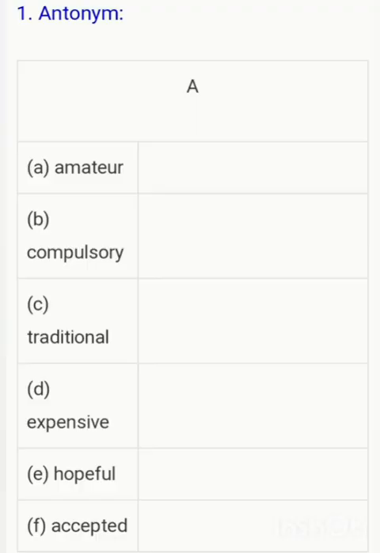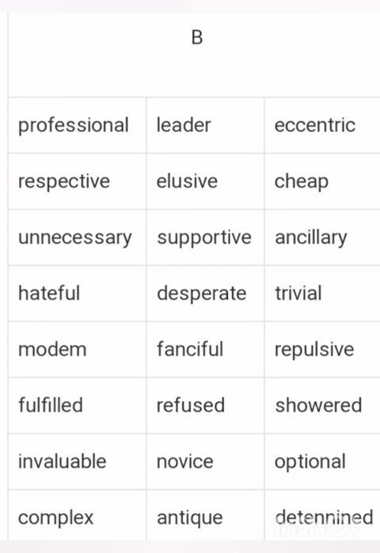Antonyms. Now find and write the antonyms for the words in box A from the set of words in box B. In box A it is given amateur, compulsory, traditional, expensive, hopeful, acceptor. In column B it is given the options. You can choose the answer from option B and write it in column A. Okay, select it and write. The answer for the first word, amateur, antonym professional.